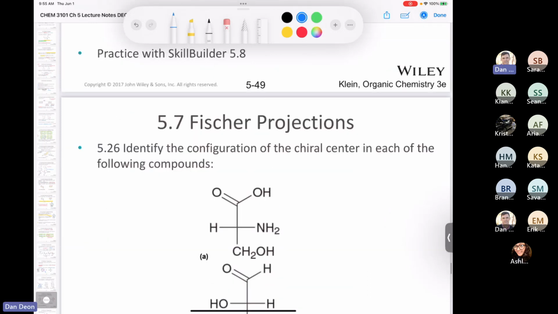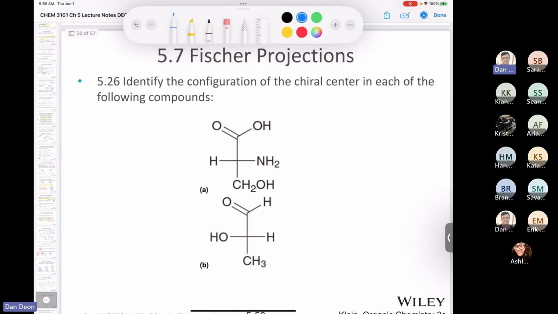So with that in mind, why don't we try a problem here? And what we'll do is we'll take a short break, and then we'll come back and we'll go over this problem. And then we're going to cover sections 5.8 and 5.11, which are the last 2 sections that we cover in this chapter.